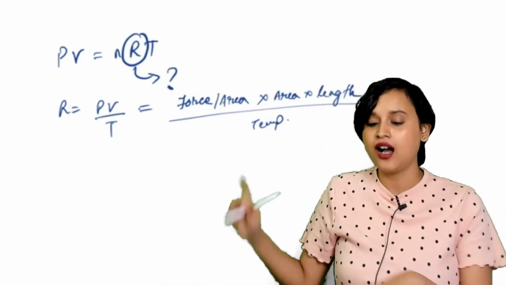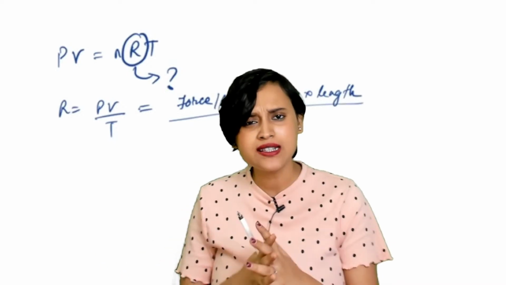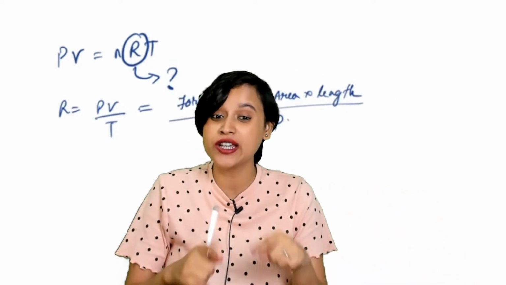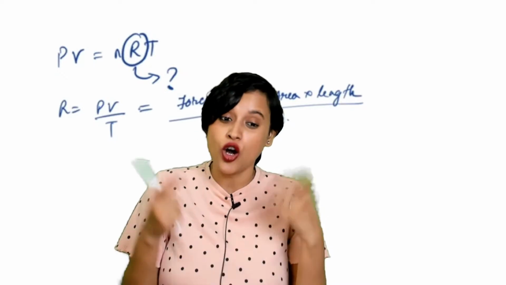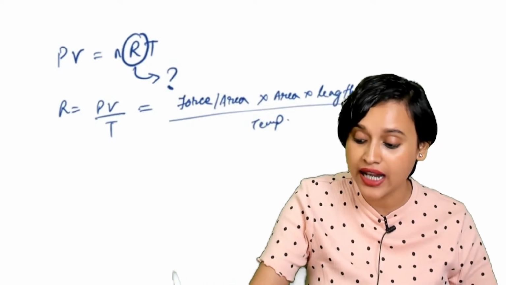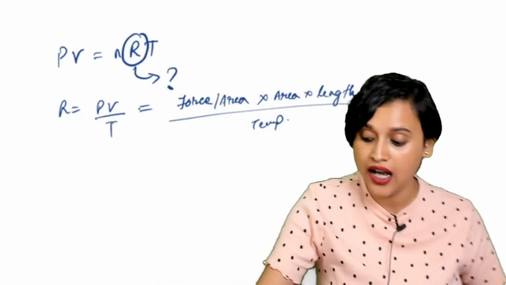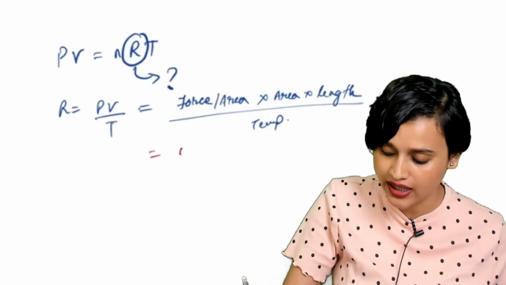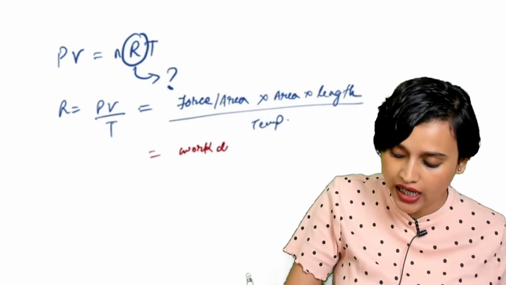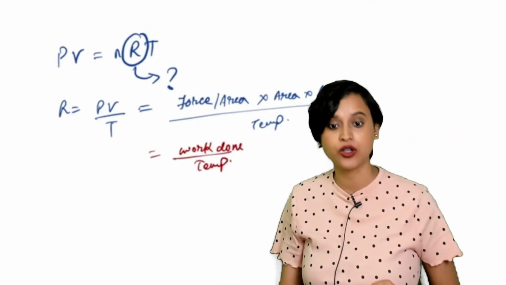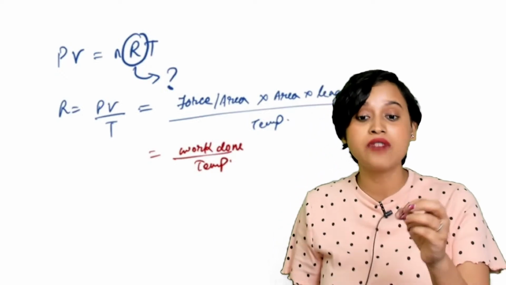Force divided by area, multiplied with area into length, what is this? Don't you think this is kind of like work done? Yes, we are talking about work done at a particular temperature. So this R that I just asked you about, what is this R? This is your work done divided by temperature, my dear students.